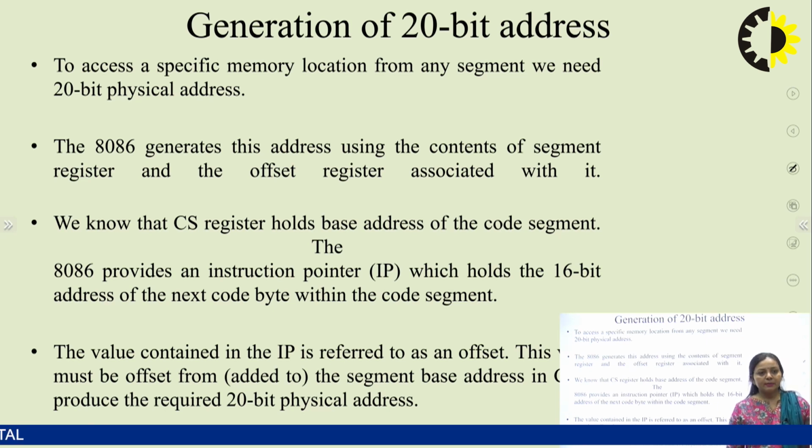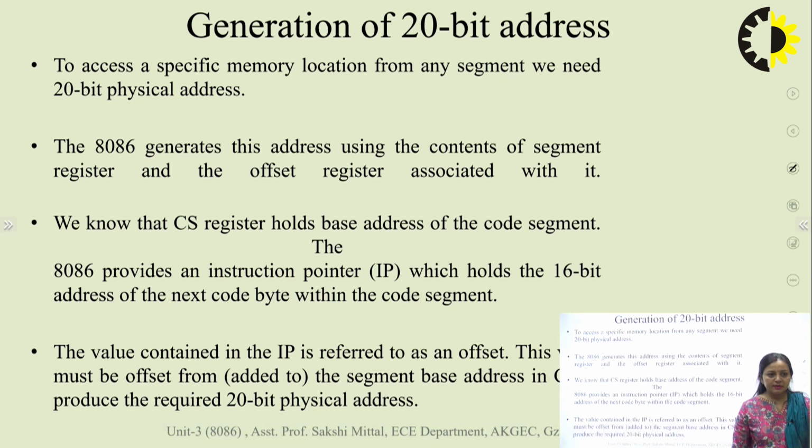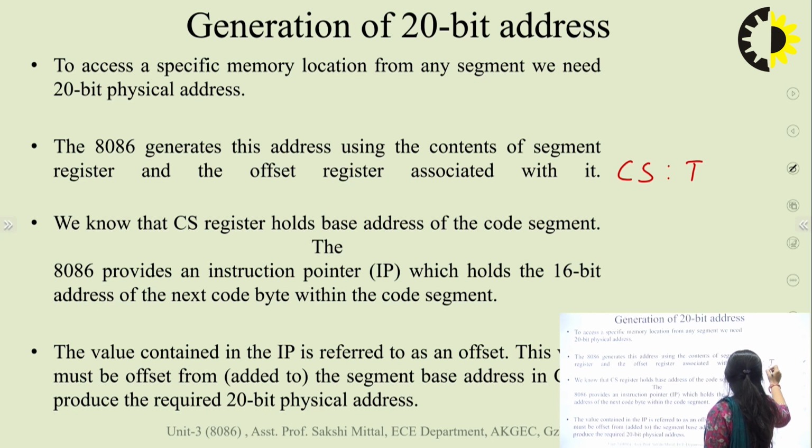Now the code segment holds the base address of the code segment, and it has the IP, the instruction pointer, with it. The instruction pointer holds the 16-bit address of the next code byte within the code segment. So I can say that the combination of CS and IP acts as the program counter here. The code segment is the area where my program is stored, and the instruction pointer tells you the address of the next code byte within the segment. So they both act as a program counter.